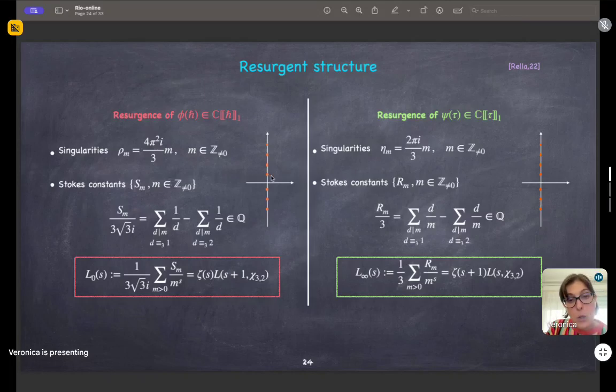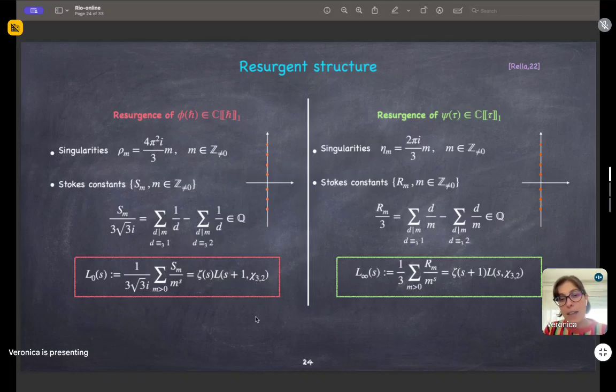And the Stokes constant attached to this point, meaning the residue at this point, is given by this divisor sum function. And so in particular, thanks to that, you can see that the Stokes constants are the coefficients of a certain L-function, which is the product of a Riemann zeta function and an L-function associated to this character modulo 3. So this is the non-principal character modulo 3.